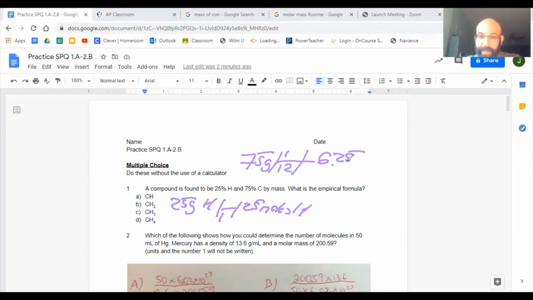All right, and then we're going to divide by the smallest. So we would have 25 over 6.25, and that's 4. And 6.25 divided by 6.25 obviously is 1. So the ratio is 1 to 4. The only one that fits that bill is D, so the answer is D.